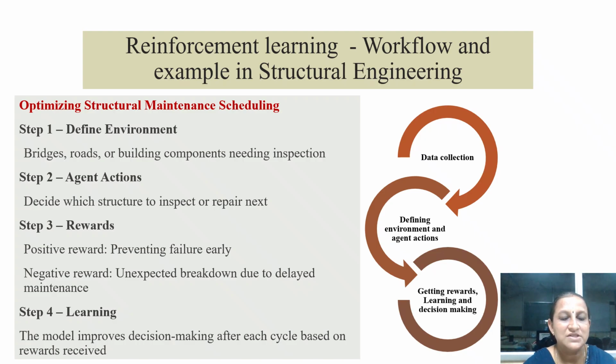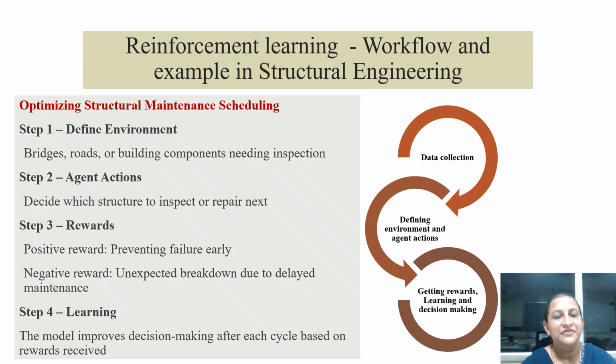Step 3 will be rewards. It can be either a positive reward or a negative reward. A negative reward will be an unexpected breakdown due to delayed maintenance, whereas a positive reward will be preventing the failure early. And step 4 will be learning. The model improves decision making after each cycle based on the rewards. So this shows how reinforcement learning can be applied to optimize structural maintenance schedules in civil infrastructure.